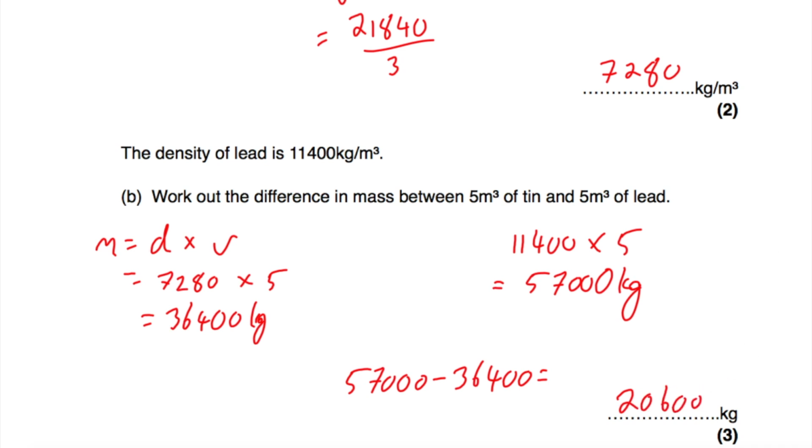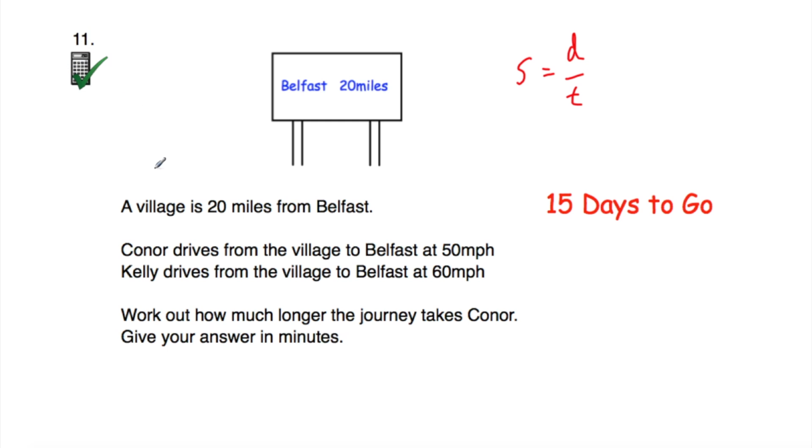Okay, let's have a look at our next question, question number 11. So we're told a village is 20 miles from Belfast, and Connor drives to Belfast at 50 miles per hour, and Kelly drives at 60 miles per hour, and we've been asked to work out how much longer the journey takes Connor than Kelly, and to give our answer in minutes.